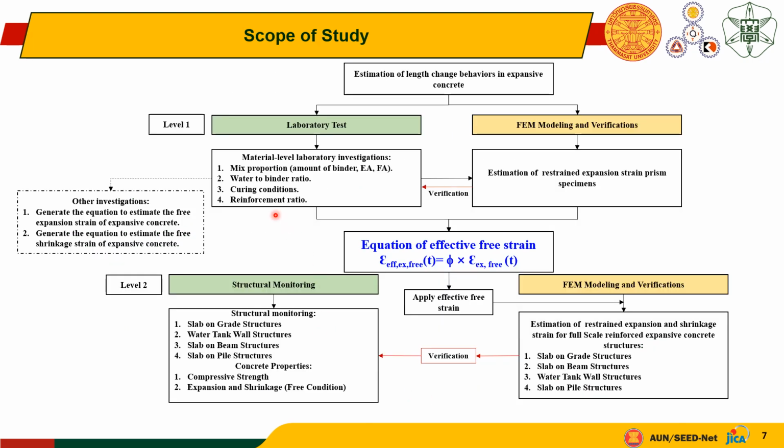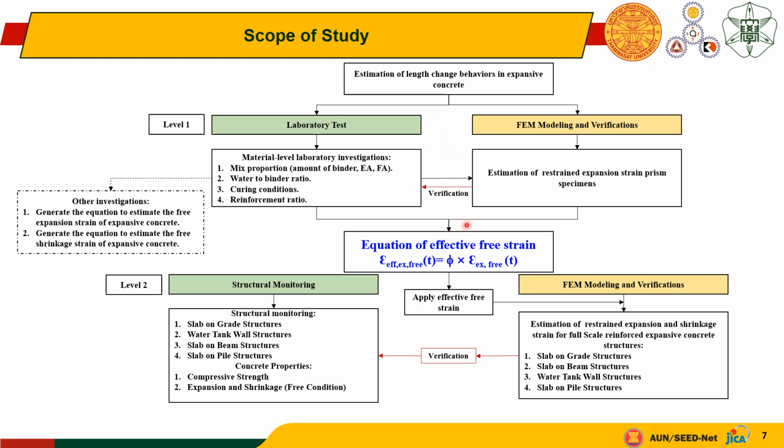So this is the scope of my study. In this study, we divide into two levels. Level 1, we focus on laboratory tests, and level 2, we focus on structural monitoring. In laboratory tests, we varied the mix proportion, water to binder ratio, curing condition, and reinforcement ratio. And then after that, we try to verify the restraint expansion strain, because in this study we mainly focus on the estimation of length change behavior of expansive concrete.